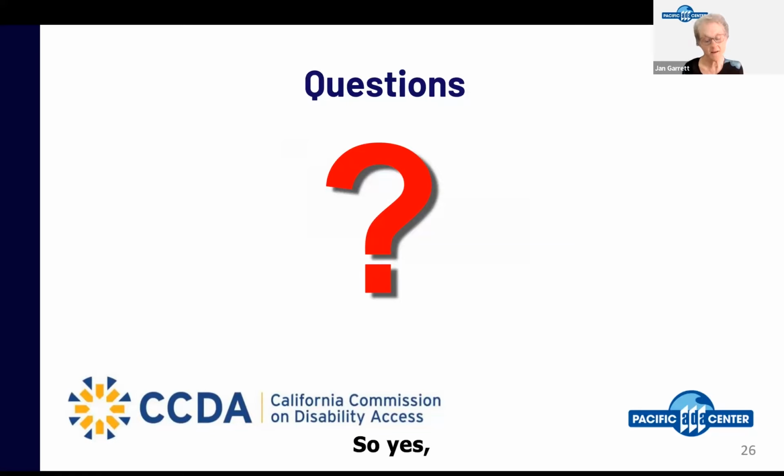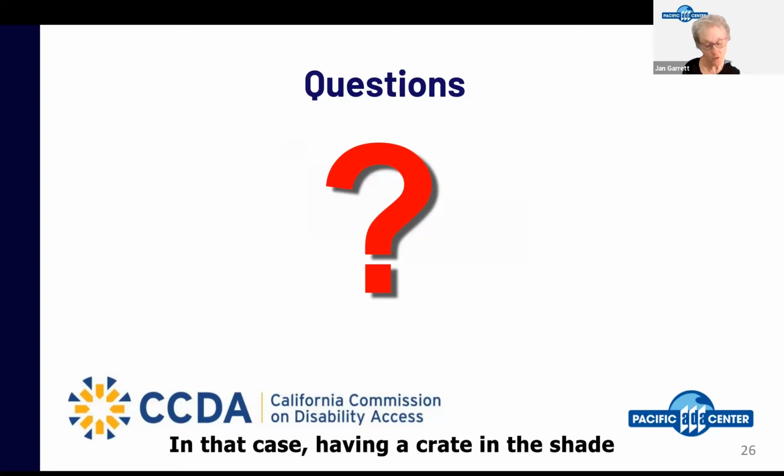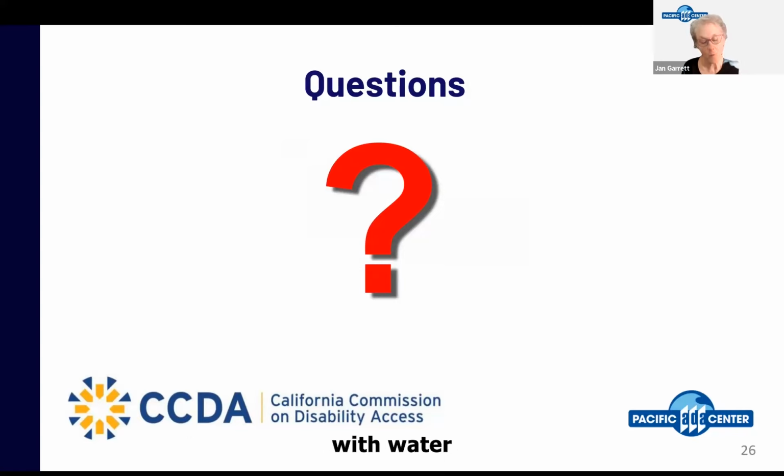So yes, usually service animals can go anywhere their handler can go, but there may be places where the service animal is not appropriate. And in that case, having a crate in the shade with water, a safe place for that animal to be, and that the person can come back and get their animal as they're leaving that site.